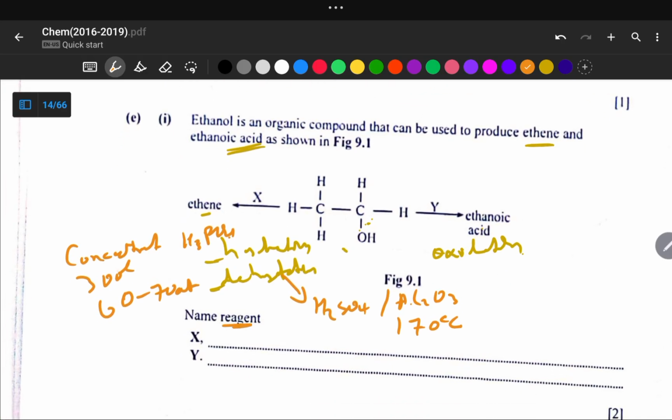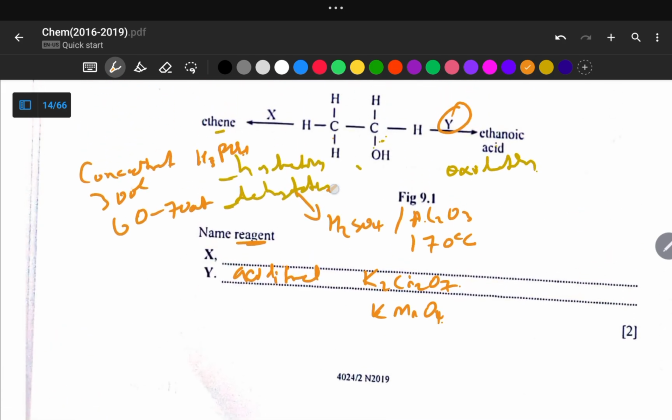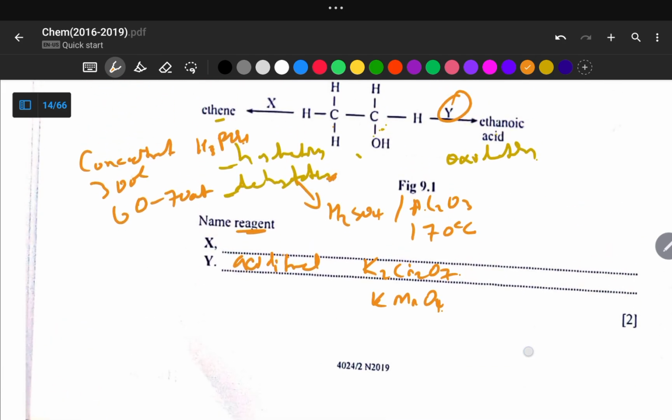So name the reagent of reaction X. The reaction X is a dehydration, so we're having concentrated sulfuric acid, right? For the reagent for the reaction Y, we are simply going to have acidified potassium dichromate or potassium permanganate, right? And we are done. This is what you need to know. And for the dehydration, we have concentrated sulfuric acid. This one can also be called an elimination reaction, right? So you need also to understand that.